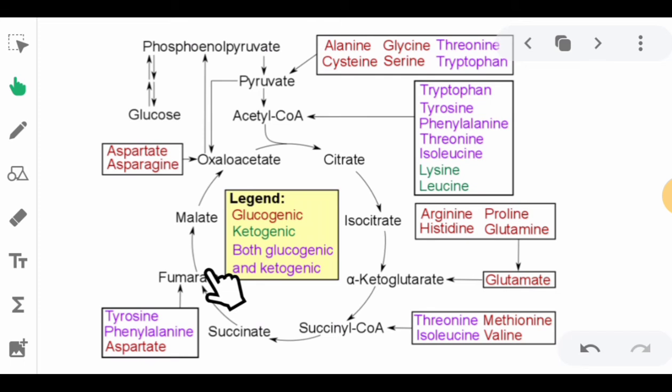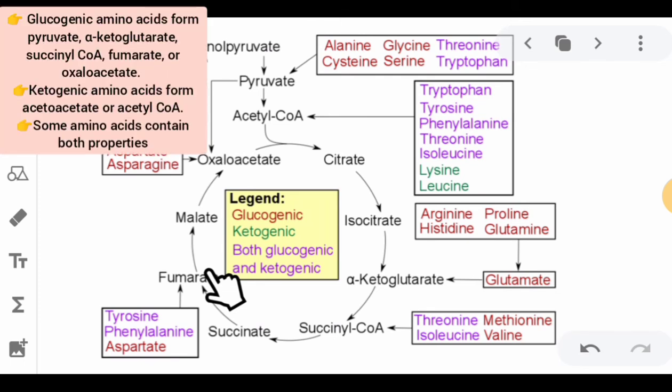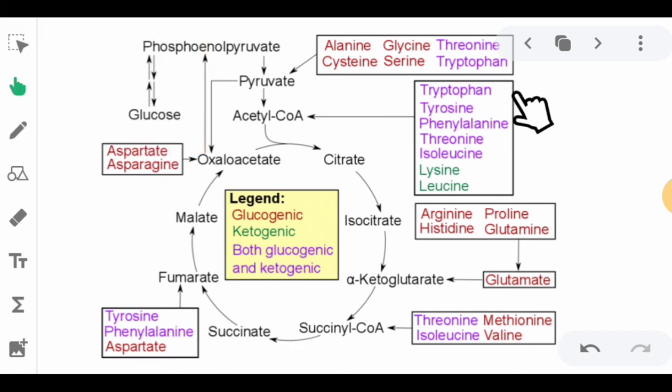And let us talk about the conversion of amino acids into glucose. Then we have here the glucogenic amino acids, which are represented by color red, which form pyruvate, alpha-ketoglutarate, succinyl-CoA, fumarate, or oxaloacetate upon transamination. Then we also have here the green ones, which are the ketogenic amino acids, which form acetoacetate or acetyl-CoA. Then we also have here the violet ones, which are amino acids that contain both the properties.